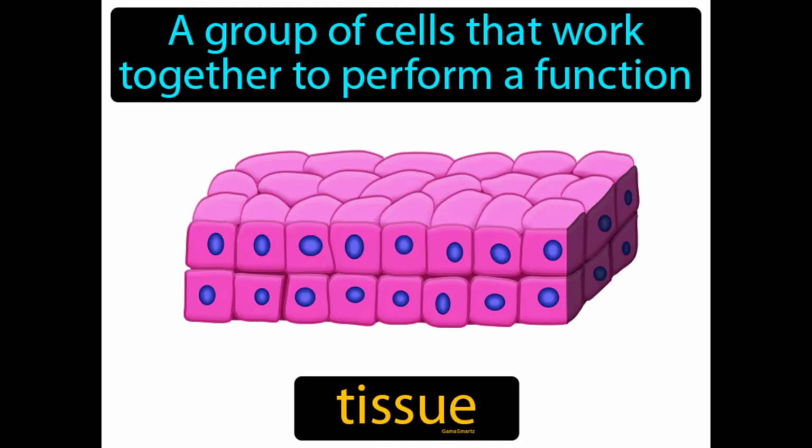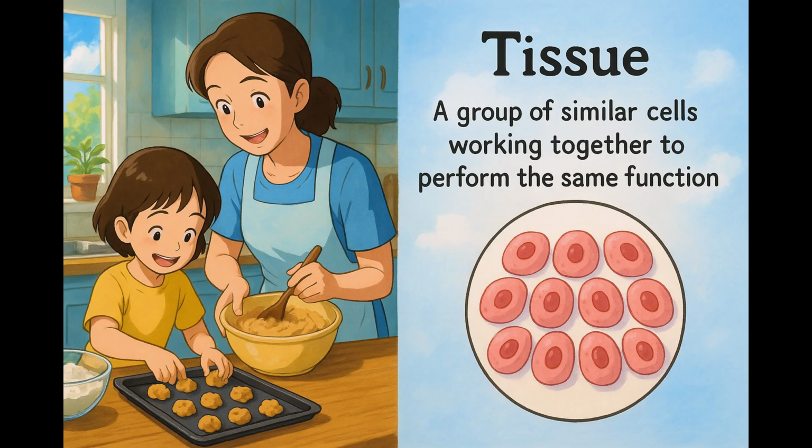A group of similar cells working together to perform the same function. Tissue. Tissue is like a team of cells doing the same job to help the body work properly. Imagine trying to bake a batch of cookies, but realizing you only have one type of ingredient.